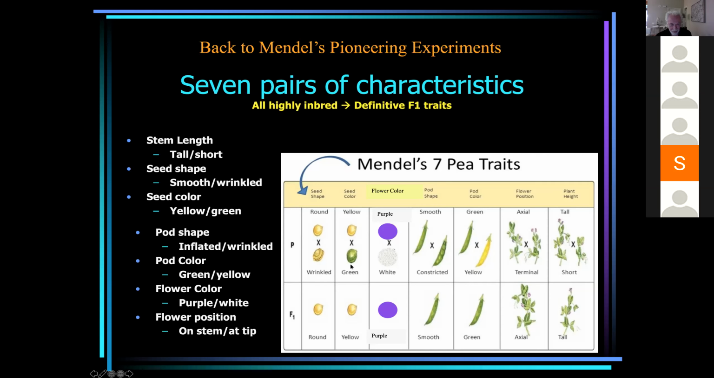Seed color, yellow and green. Cross them, they're all yellow. Flower color, purple and white. F1s are all purple. And so on. Pod shape, pod color, flower position, and height. So it was very clear after he had done his inbreeding that he could get a clear-cut result in the progeny of the first cross.